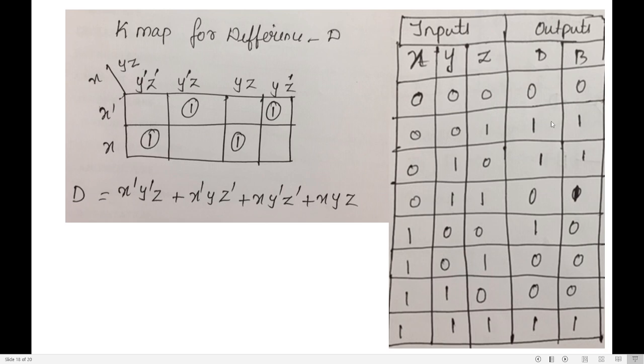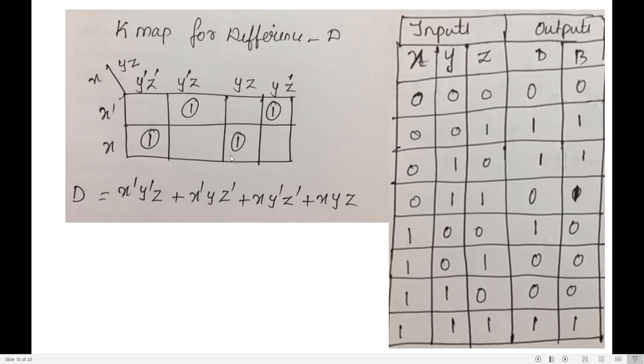Write 1 here. Go down and check where you have 1 in this position. That is X, Y bar, Z bar. Go down. You have one more 1 here where it is X, Y, Z.